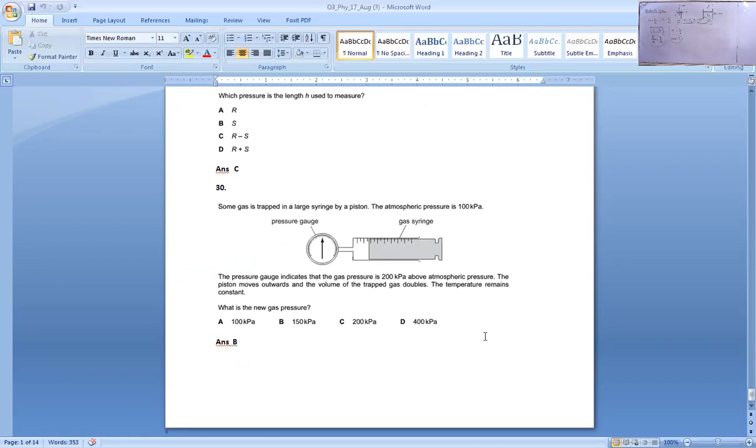The piston moves outward and the volume of the trapped gas is doubled. If the volume is double, the pressure is half. Pressure and volume are inversely proportional to one another. If you are increasing the volume, the pressure decreases. If the volume is doubled, the pressure will be halved. What is the new gas pressure? The new gas pressure will be 150 kilopascal.